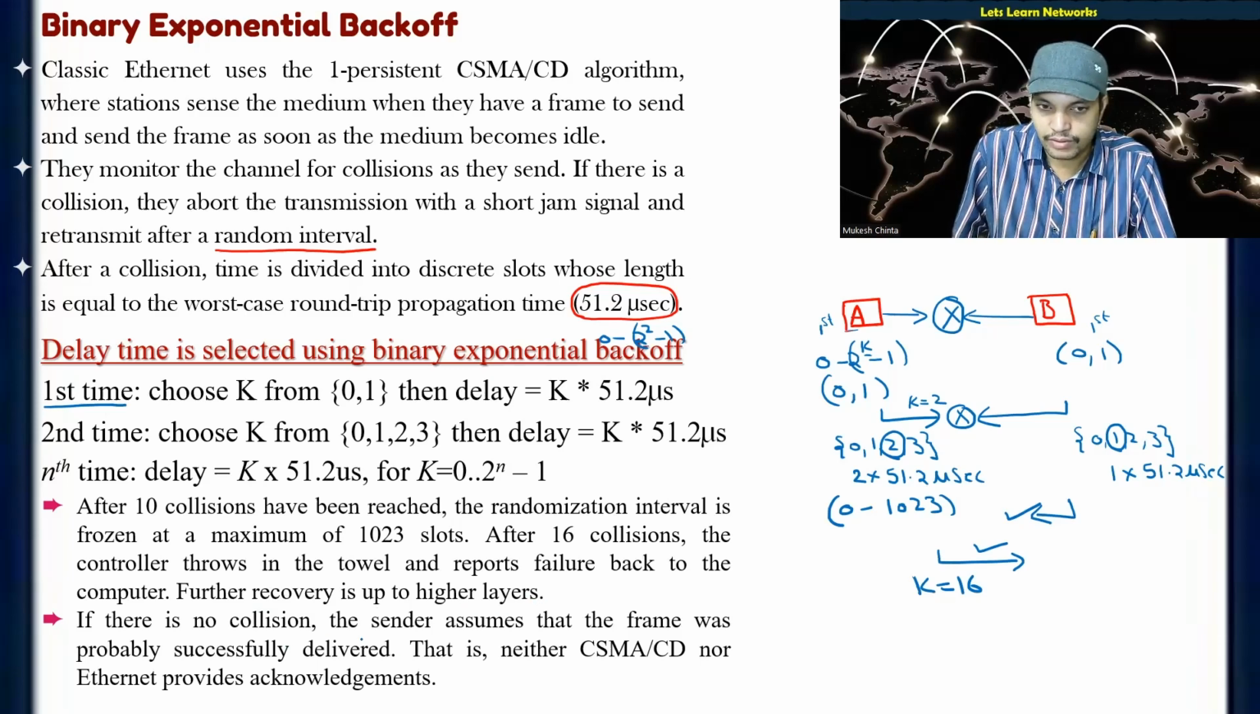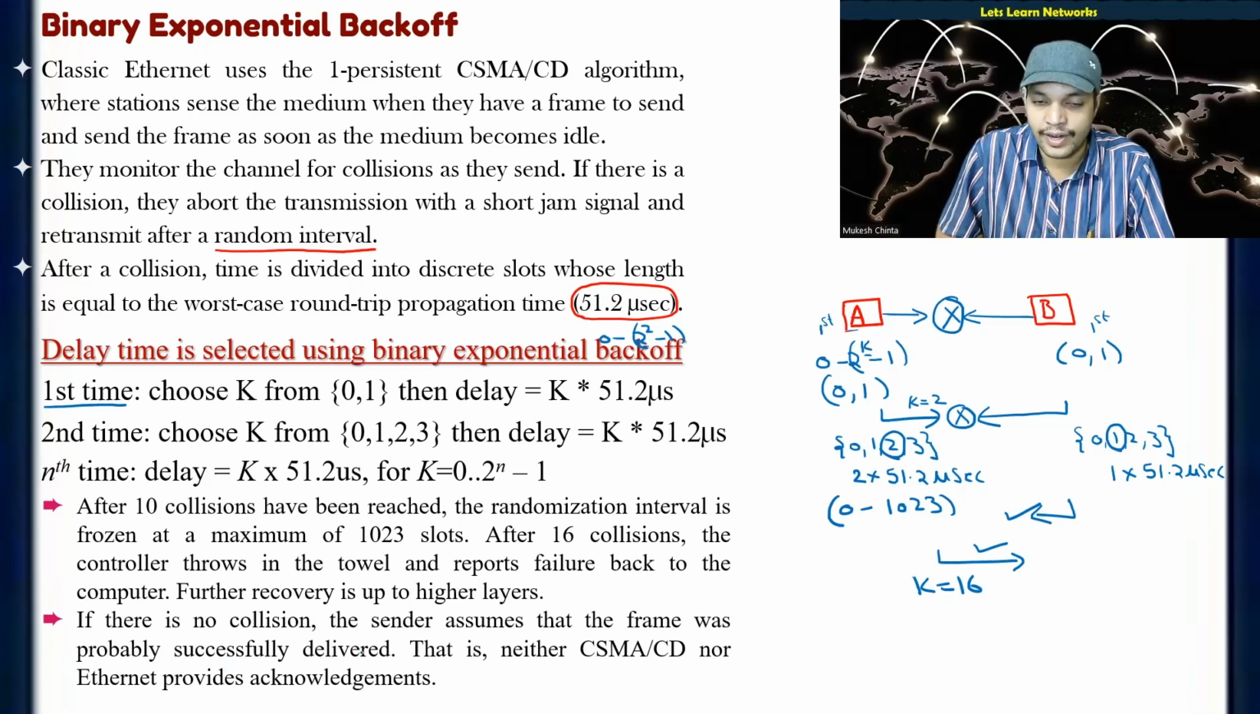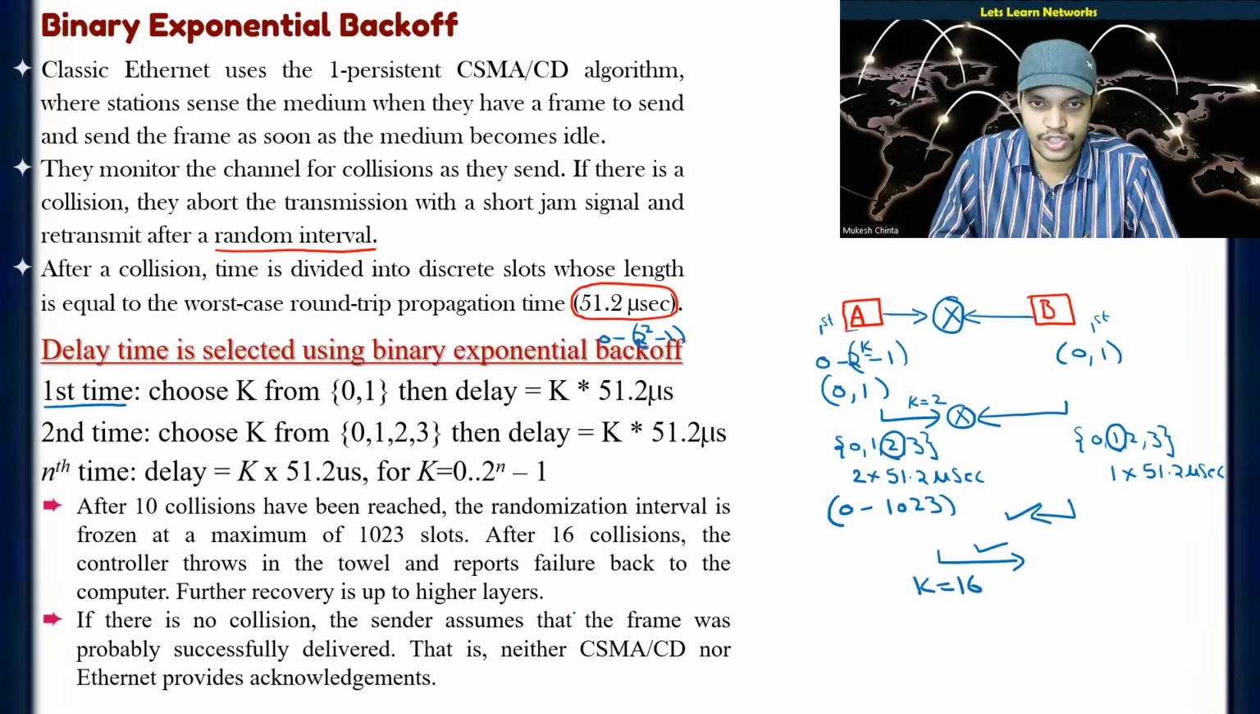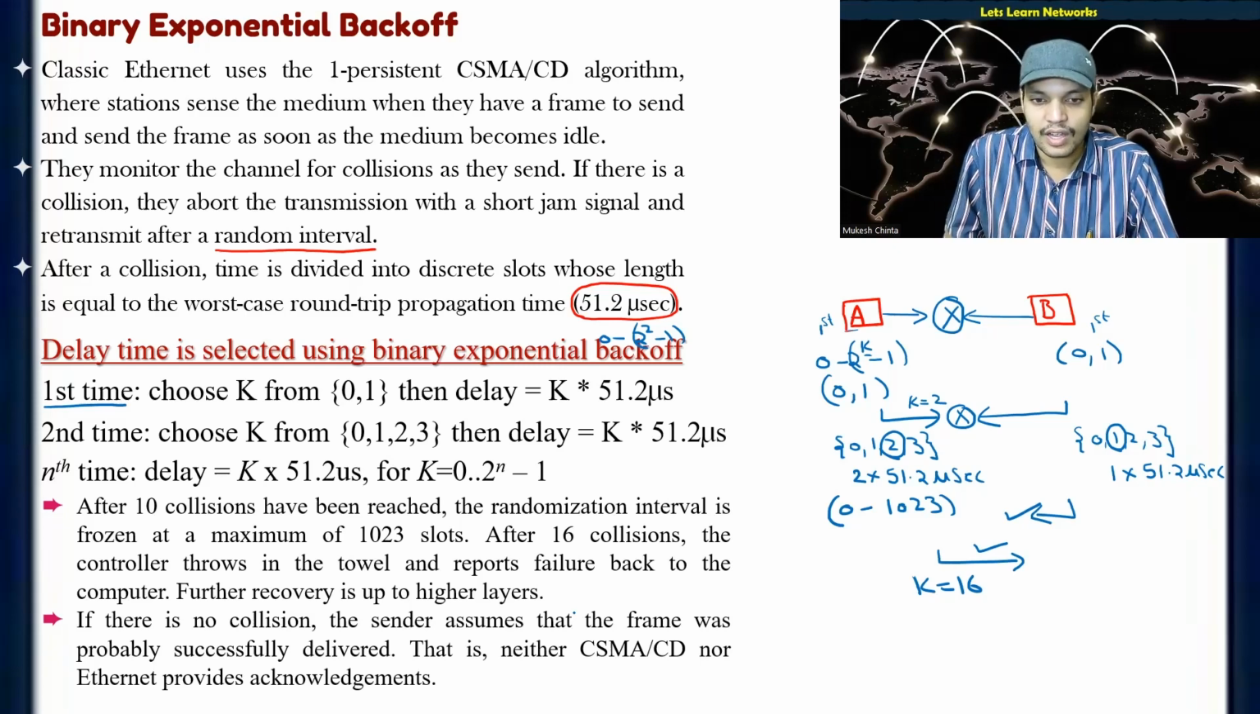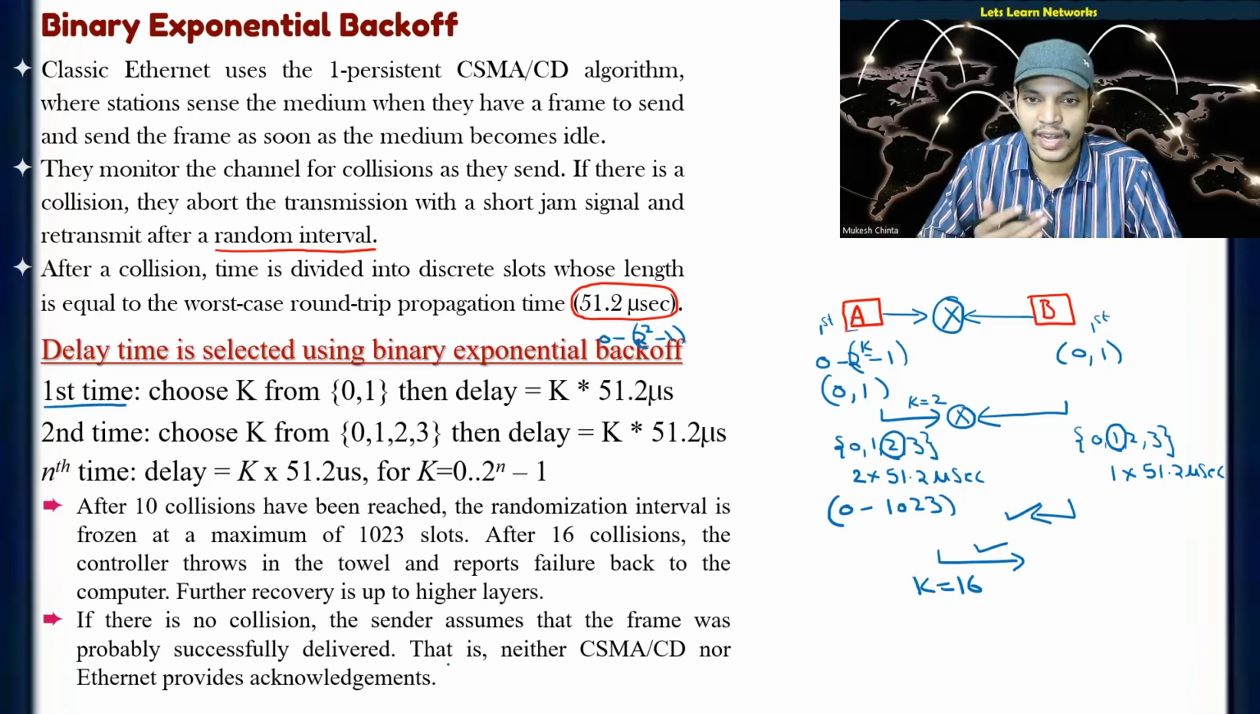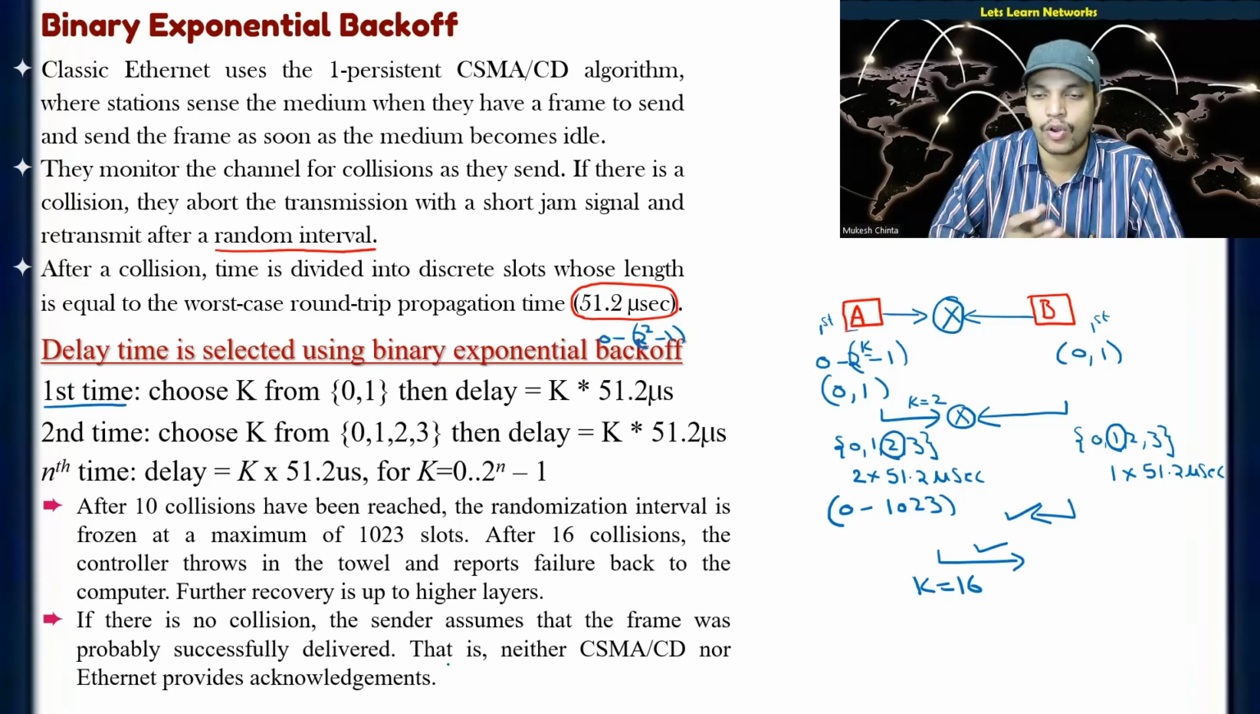If there is no collision, the sender assumes that the frame was probably successfully delivered, because any error is only because of collision. Neither CSMA/CD nor Ethernet provides acknowledgements. Of course, there is no need for acknowledgements because the probability of an error happening is very low in the case of Ethernet. So this is how CSMA/CD works, and this is how the binary exponential algorithm works.